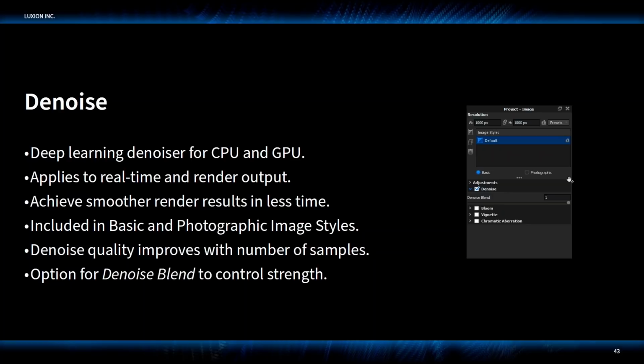You can see in the screenshot here, there's an option to control the blend. So you can blend the denoised image with the original image if you need to pull out some textures and fine detail. Sometimes the denoise option can overpower those if they are very fine.